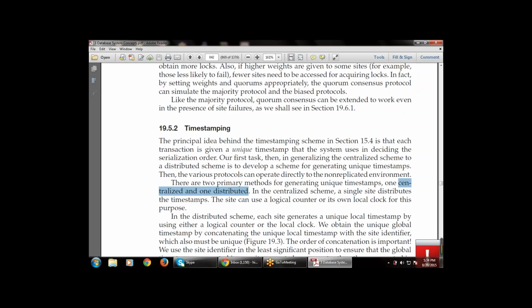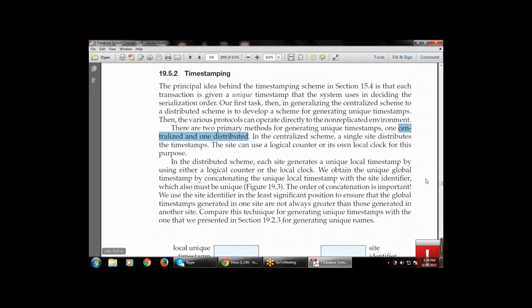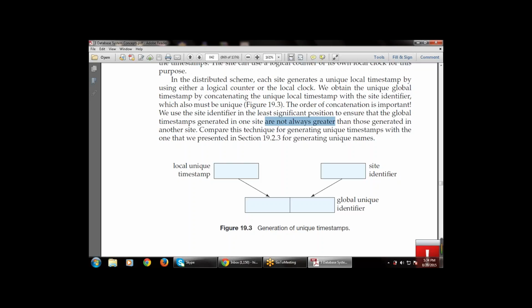In the distributed scheme, each site generates a unique local timestamp by using either a logical counter or the local clock. We obtain the unique global timestamp by concatenating the unique local timestamp with the site identifier, which also must be unique. The order of concatenation is very important. We use the site identifier in the least significant position to ensure that global timestamps generated in one site are not always greater than those of the other site. These are the various timestamping protocols for generating a unique timestamp. This is a local unique timestamp, then the site identifier, then this is the global unique identifier.